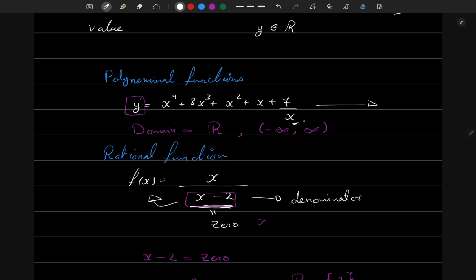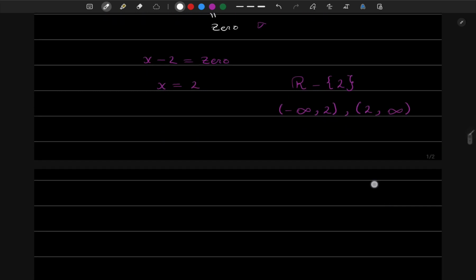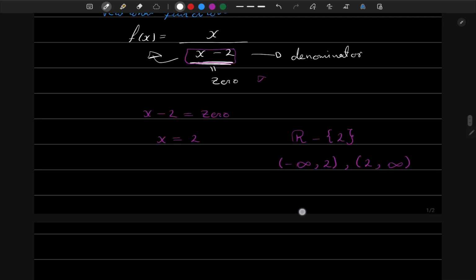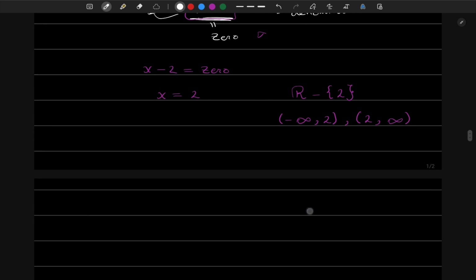Because now there is a value of x, which in this case is 0, that will make this unsolvable, and so I'm not going to get a value in y. If it's x minus 2, then the value becomes 2, because 2 minus 2 equals 0, and so on. So that's it for the rational function.